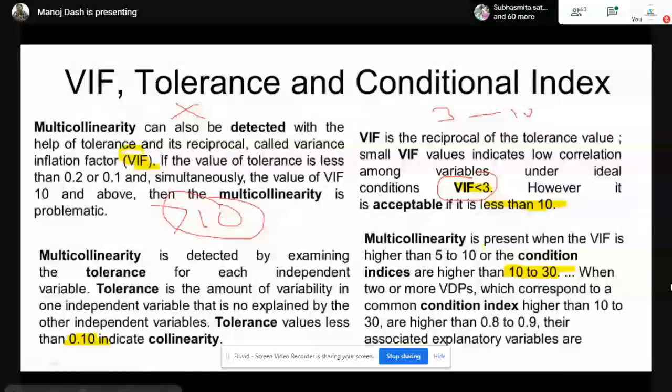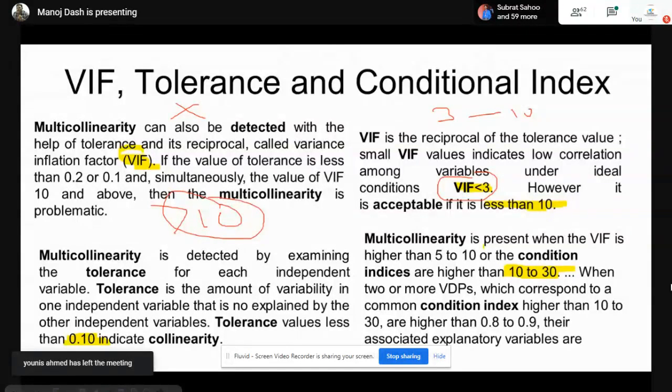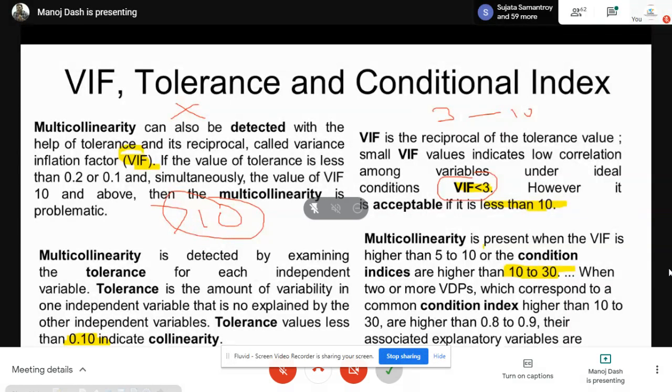For example, x1 and x2 are having a multicollinearity problem. What will you do? Calculate x1 into x2 and estimate. It means the interaction effect. Go for the interaction effect, or remove x1, or remove x2, and the third one is to go for more data. Go for more sample data. Clear? So what is the interaction effect?